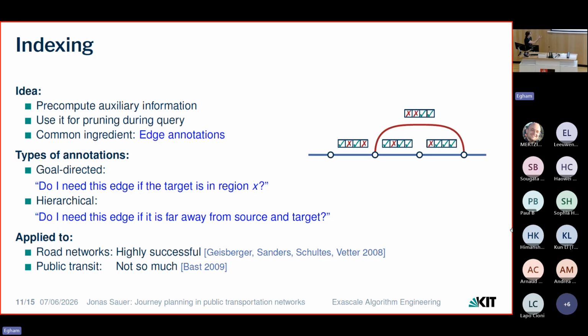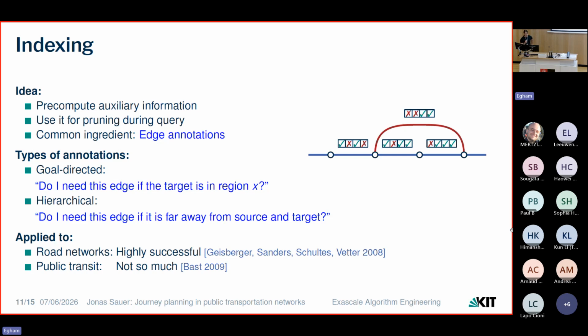So I have some annotations on these edges, and these tell me, if I have some additional information about my query, like where is my source located, where's my target located, then for this case, I will have pre-computed some information about whether I need to look at this edge or not. So one example would be goal direction. I could divide my network into regions. And now if I know that my target is in some region X, then I can pre-compute for region X, for each edge, do I need to use this edge if I'm ever going to region X or not?